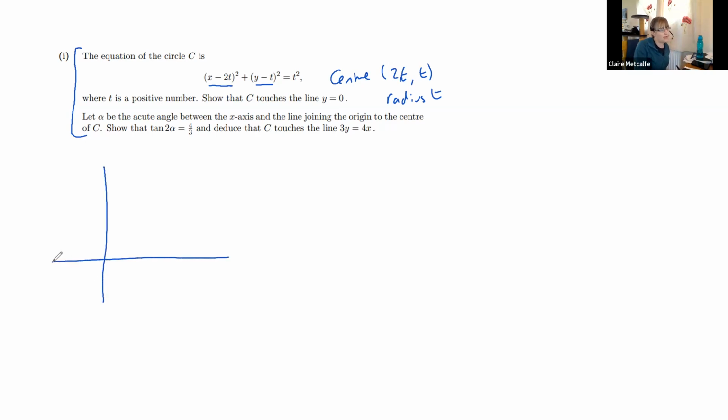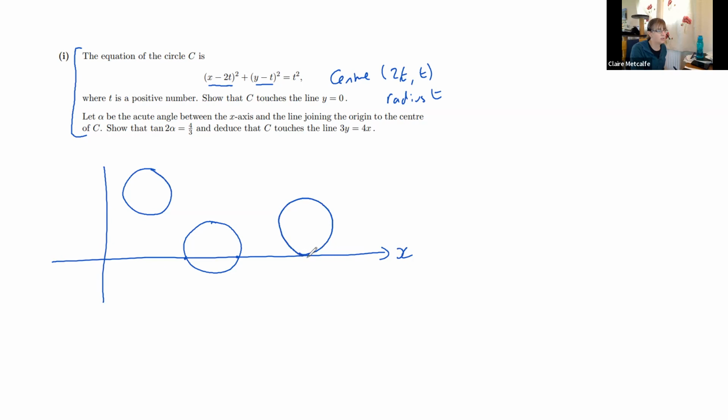So if you imagine a pair of axes, you basically have three cases that can happen. So the line y equals 0, we also call the x-axis. You could have a circle which doesn't touch it at all. You can have a circle which crosses in two places, and then you could have a circle which just touches. So if it just touches, we only have one solution. Only have one place where y can equal 0. So that's what we're looking for. We're looking for that one solution when y equals 0.